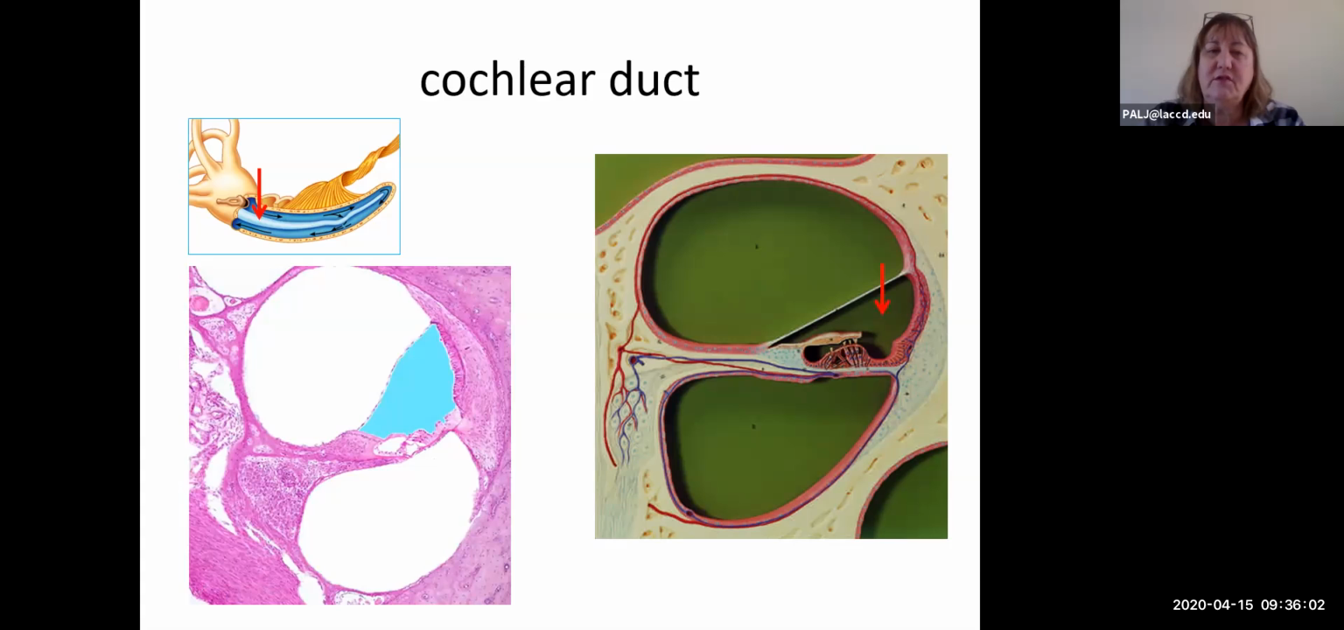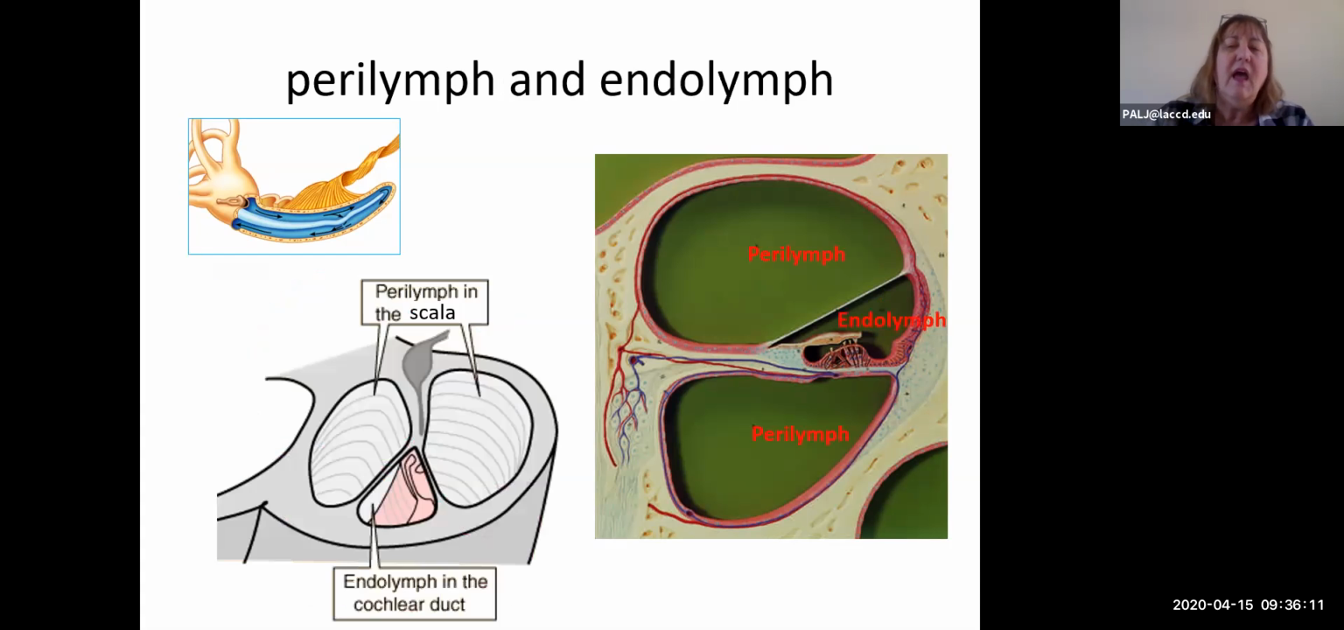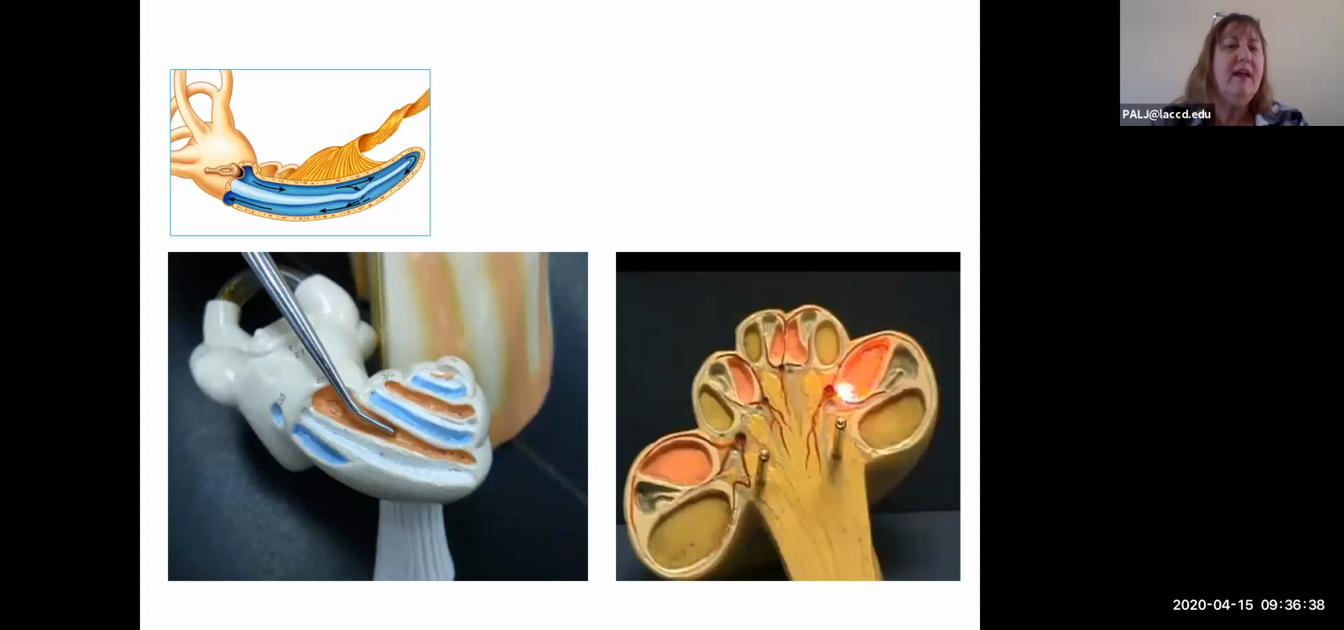So in the middle between those two scalae is the cochlear duct, which is triangular in shape now. And so if we put the fluids in, since the cochlear duct is part of the membranous labyrinth, it's going to contain endolymph. But since the two scalae are part of the cochlea, which is bony labyrinth, they are going to contain perilymph. So I hope you understand that. And if not, go back and just re-listen to this part again. All right, so let's take that information and let's look at a couple of different models so you can kind of figure out what's happening.